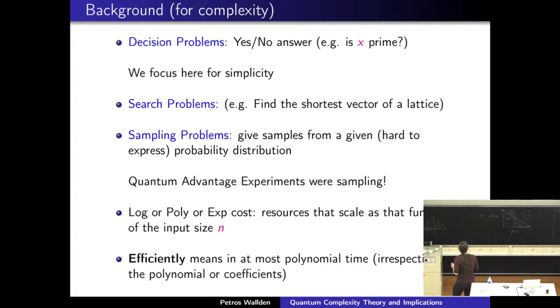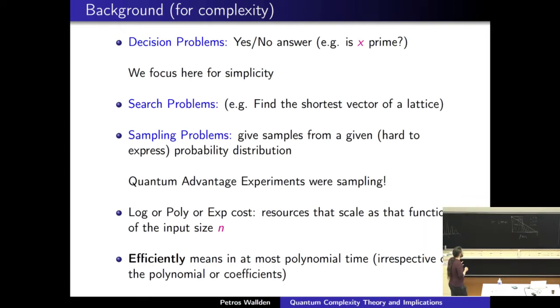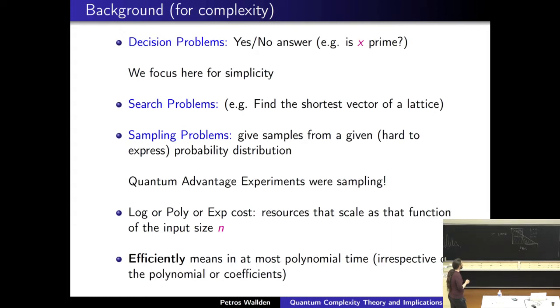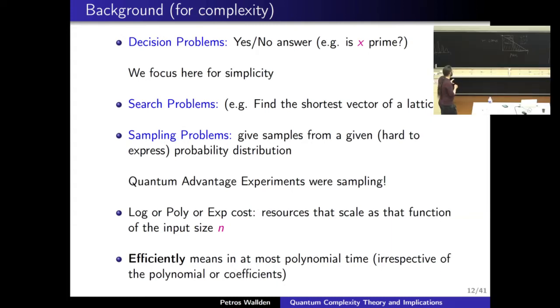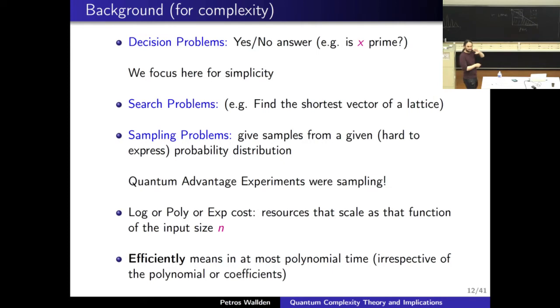Some further notation, well, not notation, but a caution. When I say logarithmic, polynomial, or exponential cost of something, it means the corresponding resources scale as logarithmic, polynomial, or exponential with respect to the input size. Everything is with respect to the input size. And the final comment, you've been warned by the previous lecture. The previous lecture said, don't trust computer scientists when they say efficient. They mean something different from what everyday people mean.